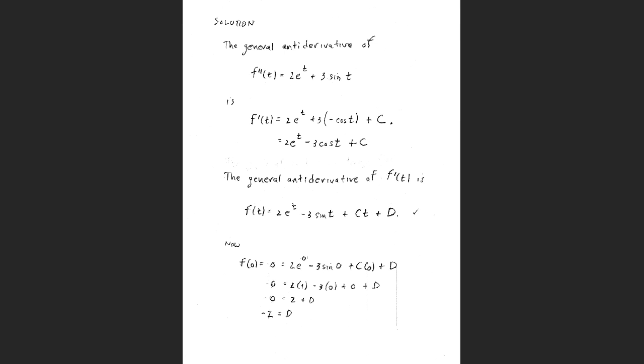All right, so the general antiderivative of my second derivative will be the first derivative. The antiderivative of 2e to the t is just 2e to the t. And the antiderivative of the sine of t is minus the cosine of t. And then you have the constant.